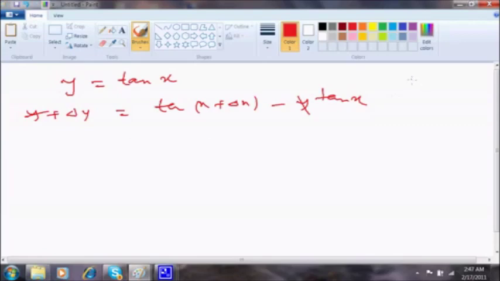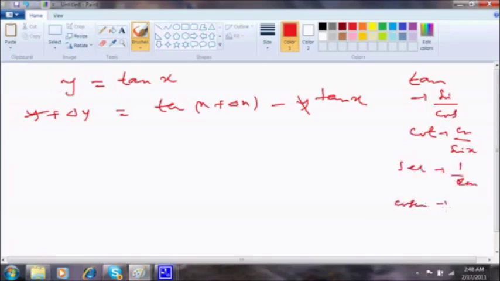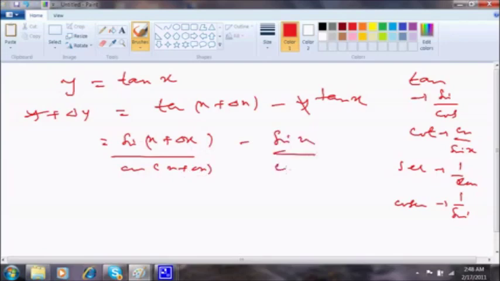The basic thing in all this is whenever there is a tan, you make sin by cos. If it is a cot, make cos by sin. This is fundamental of trigonometry. If it is sec, make 1 by cos. If it is cosec, make 1 by sin. So this I will make as sin of (x plus delta x) by cos of (x plus delta x) minus sin of x by cos of x.